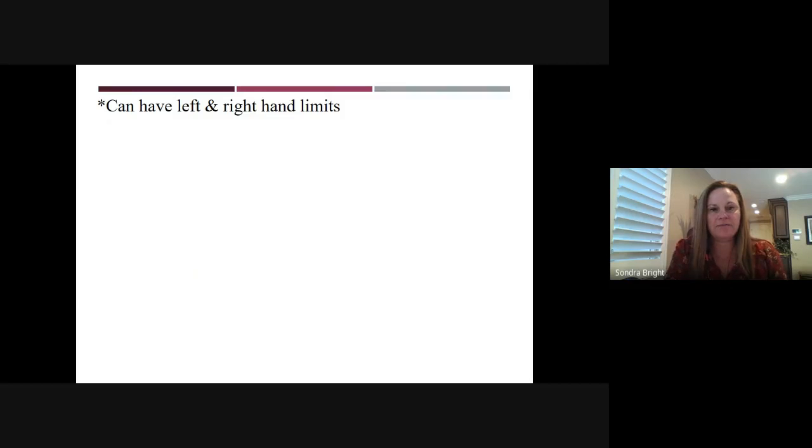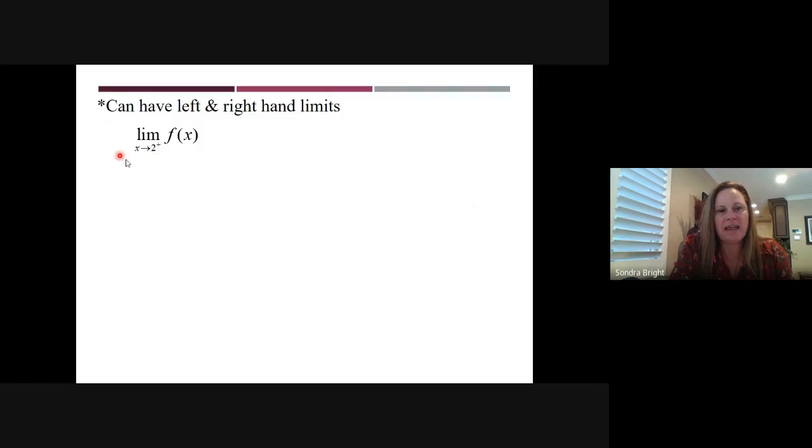Now you can have left and right hand limits, and as I'm looking at the notes, it doesn't look like there's a spot to write this, but maybe you put it in the little space underneath example 6, hopefully. So this is what it means. You've got left and right hand limits.